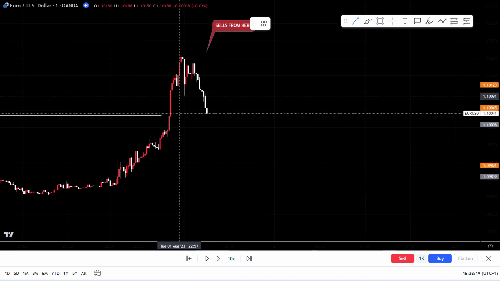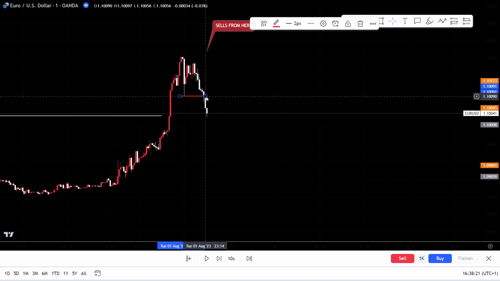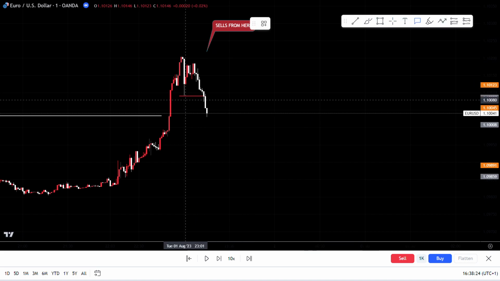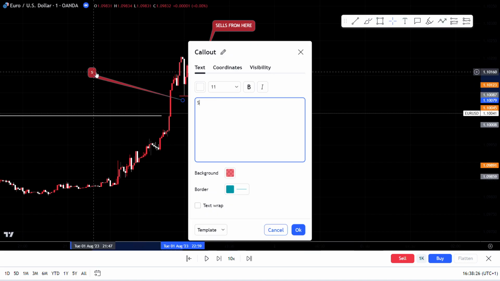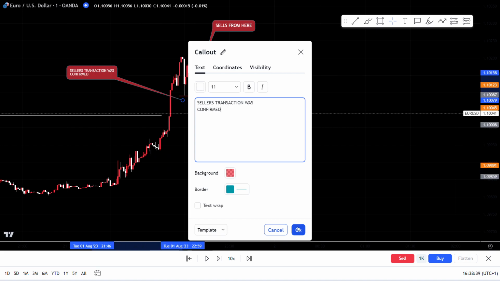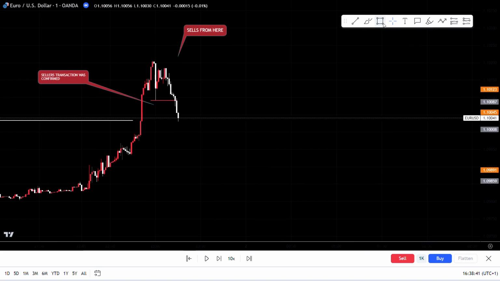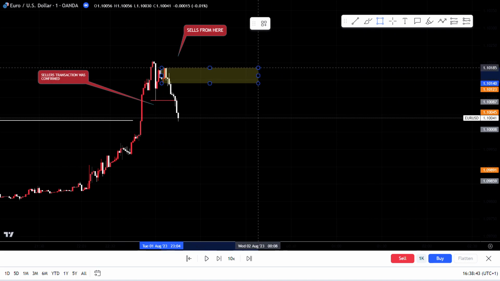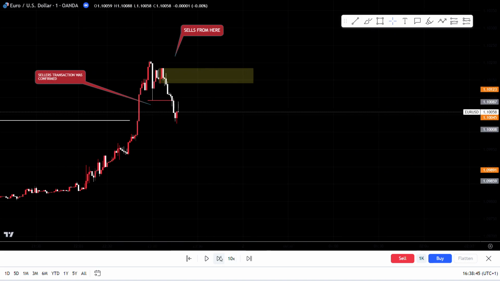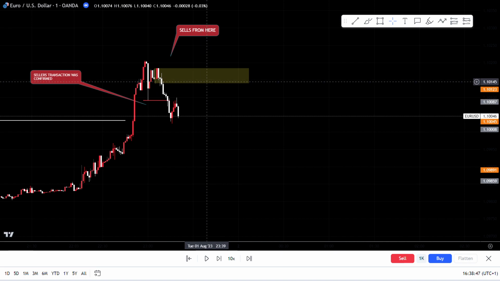Here the seller's transaction got confirmed. I will annotate everything for you. You should also annotate everything like this in your chart, then it will be very clear to you. Now the transactions are confirmed. We can follow the order flow here, but I do not enter here. I will always enter once the liquidity is taken out.